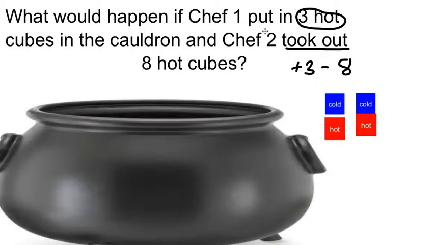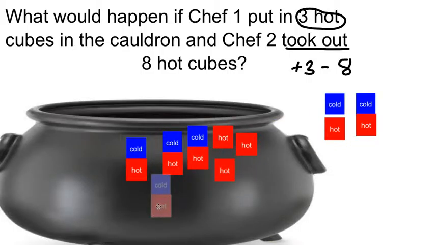Well, can I take away 8 if I don't have it? 1, 2, 3. Can I take away 8? No. In order to do that, I have to make sure that I have enough hot cubes inside. So I have to place some 0 pairs in there. Once I have my 0 pairs, I can take away my hots. 1, 2, 3, 4, 5, 6, 7, 8. And what am I left with?